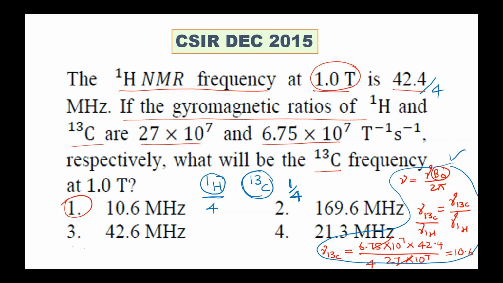No need of doing all such things. I've done all this just to make sure that if you forget this 1 by 4, you can easily substitute and find the answer. But very simple: proton given, asked for carbon, divide by 4.